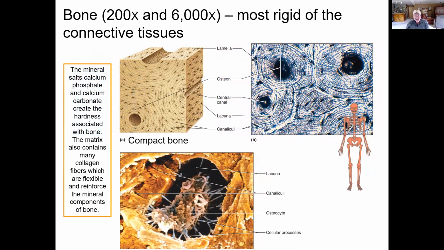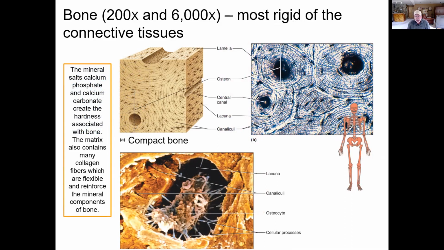Bone, we talked about this not too long ago. This is the most rigid of the connective tissues because remember, in the matrix, we had lots of calcium. Now, it's not the only substance found in the matrix of bone. There's also collagen, a lot of collagen fibers, which we know are those rebar rods, right, in bundles.